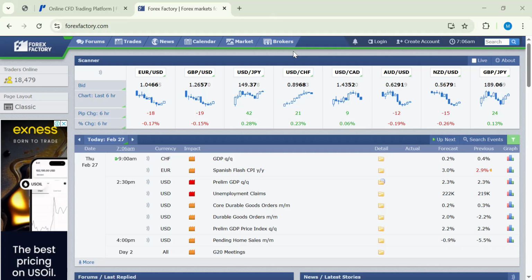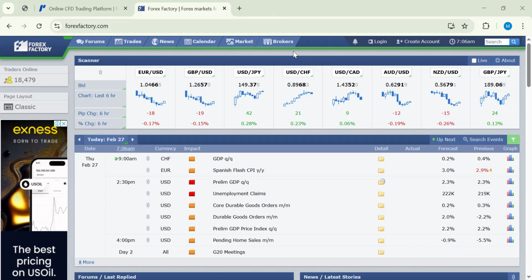Today is the 27th of February 2025, and we're expecting some high impact news. By 2:30 p.m., the United States dollar will have their quarterly GDP. This is high impact news, and also the unemployment claims. If you are trading, let's be observant and conversant with our trading environment. At 2:30 p.m. we are having high impact news on the dollar, and since then we are not having any high impact news, only medium impact news.